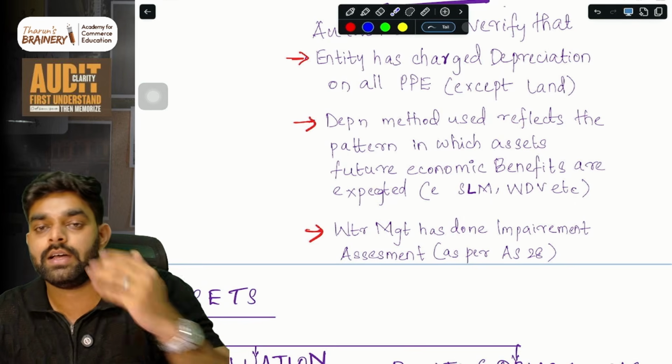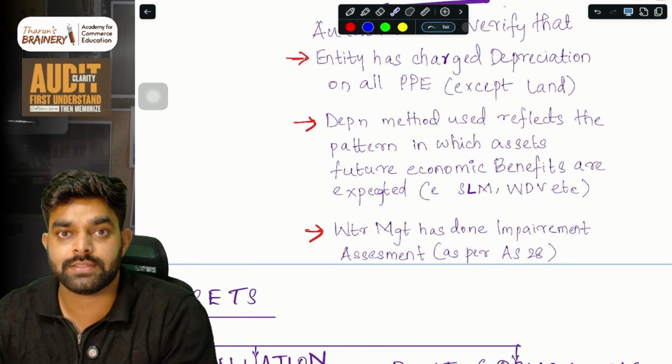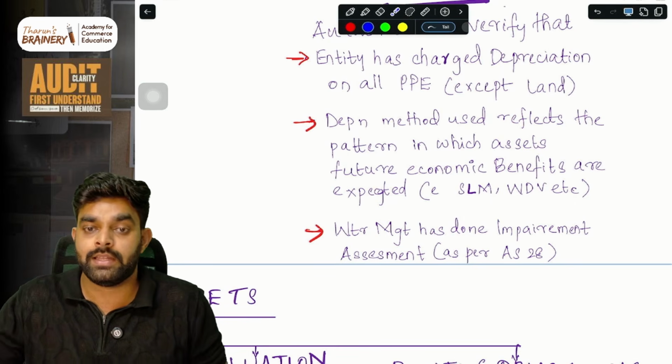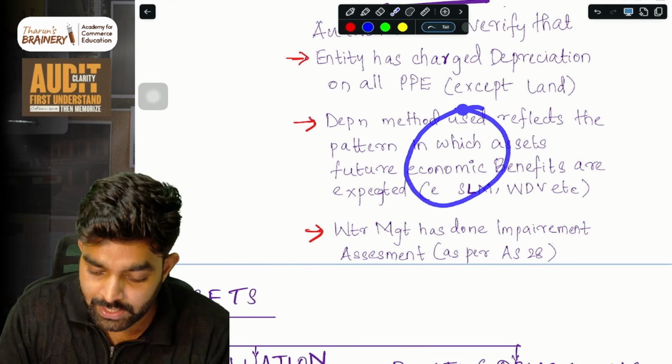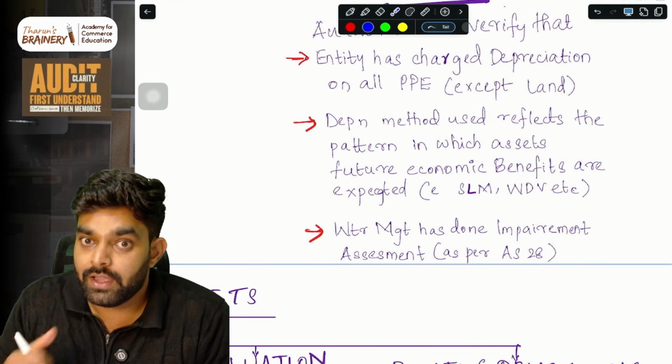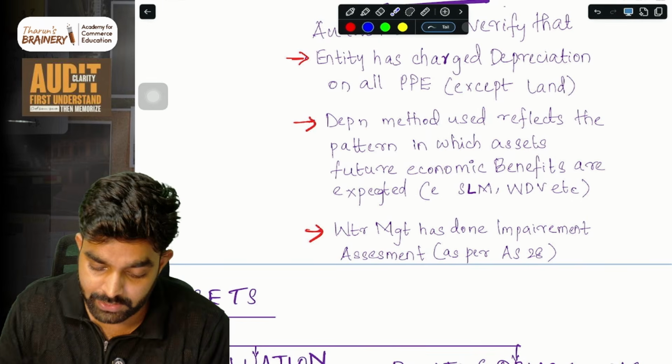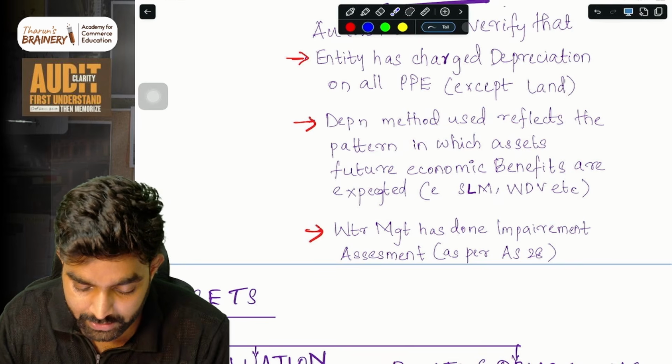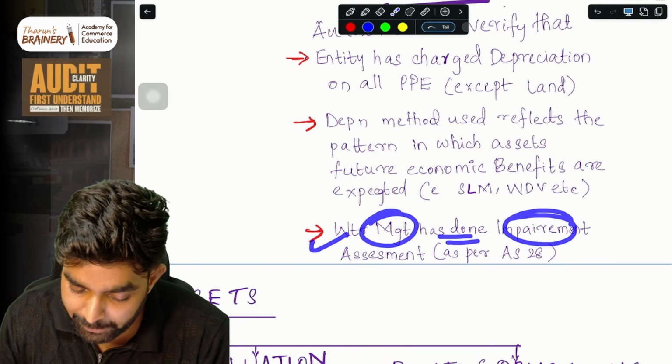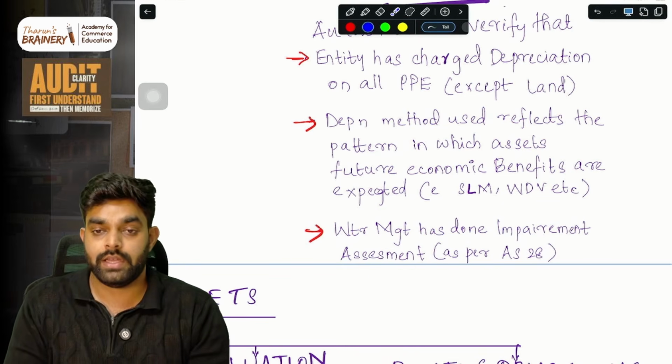So use the WDV method for that. But in other cases, if the asset functions perfectly every year until then, use the straight line method. Make sure the depreciation method is as per the expected future economic benefit from the machinery. Then PPE: check whether management has done an impairment assessment as per AS 28.